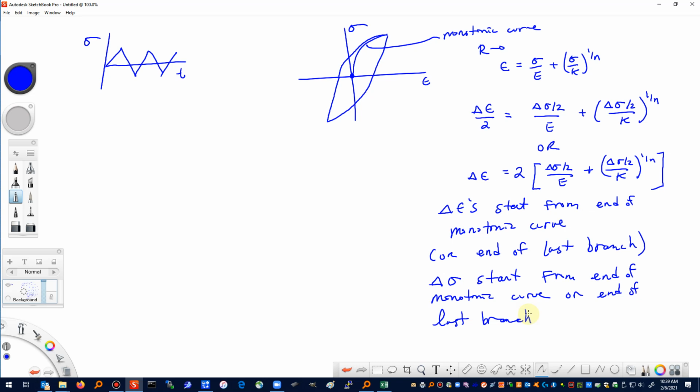All right. So with this Massing hypothesis, we can draw these hysteresis loops. Now the question is, how good is the Massing hypothesis? Is it good for all materials all the time? The answer is no, nothing's good for everything all the time. But we're going to take a look at some real test data, and we'll be able to see how well the Massing hypothesis does.